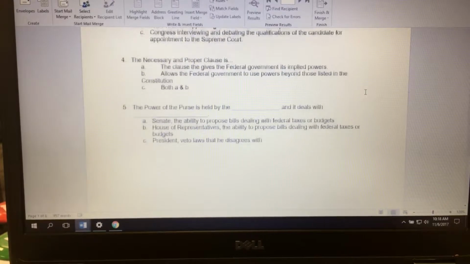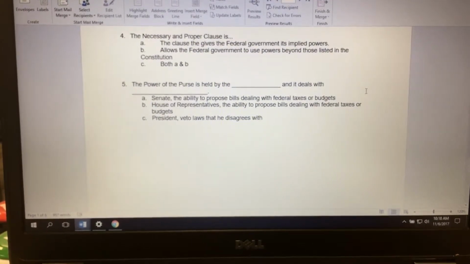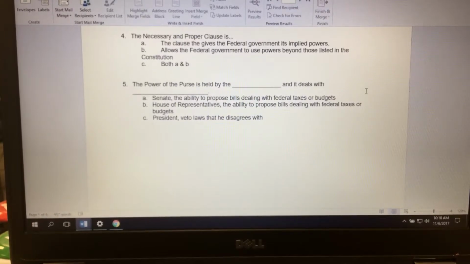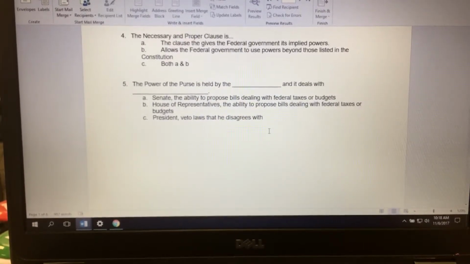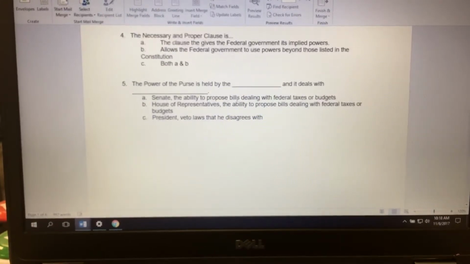Congress interviewing and debating the qualifications of the candidate for appointment to the Supreme Court. The necessary and proper clause is the clause that gives the federal government its implied powers. Allows the federal government to use powers beyond those listed in the Constitution. Both A and B.